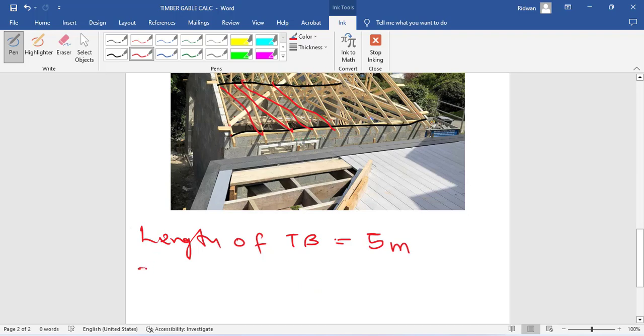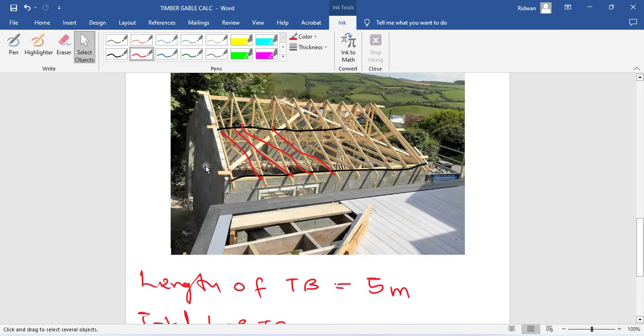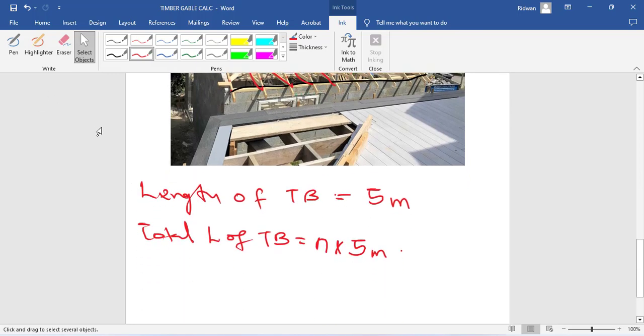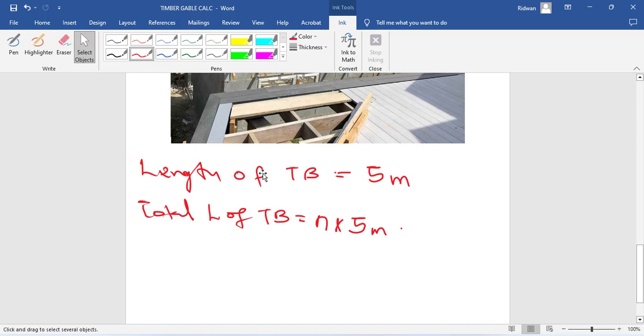In order to know the total length of all the tie beams, it is the number of all the tie beams multiplied by the length of one tie beam, which is 5 meter. So what we need to determine right now is how many tie beams we have. That will be very easy. We just need to know the spacing between each tie beam, which is basically the spacing of the truss. The spacing of the truss would have been given by the architect, so all you need to do is assign it.